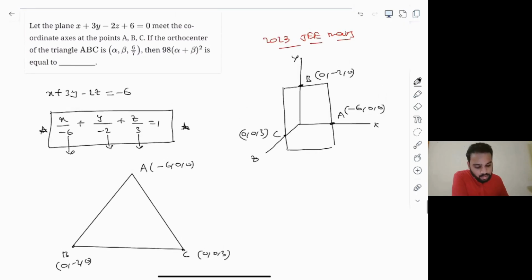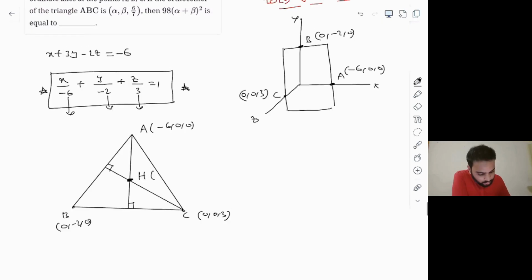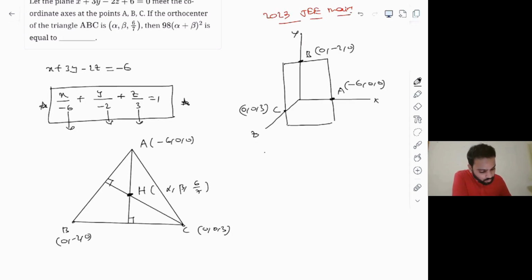Now they said that the orthocenter is (alpha, beta, 6/7), right? So we know what the orthocenter actually is. It is simply the point of intersection of any two altitudes of the triangle. So let us take these two altitudes. Wherever the two altitudes of the triangle meet, that is called the orthocenter, and that orthocenter is given as (alpha, beta, 6/7). Okay. Now, how we are going to solve this question is again by using the concept of DRs. Because as you can see here, the straight line AH in this diagram, observe carefully.